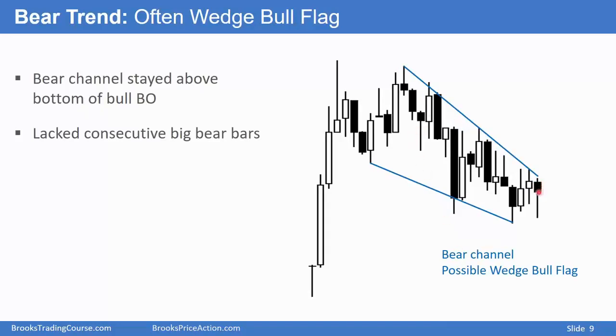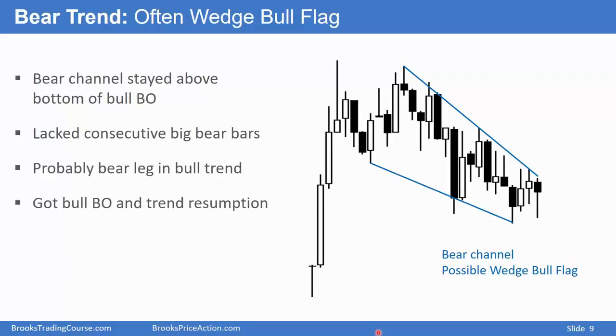A bear leg in a bull flag is more likely than the start of a bear trend. And you can see we've got a bull breakout and trend resumption up. So bull trend, pull back into a bull flag and trend resumption up.